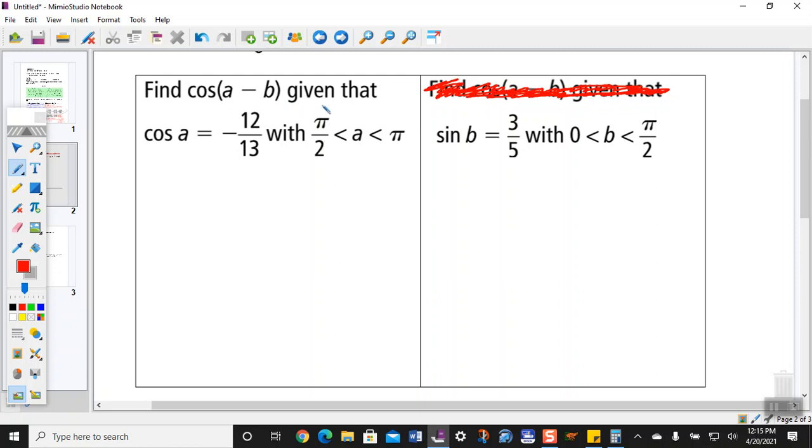Cosine of A minus B, right? Okay. Given one condition, the cosine of A is equal to what, kids? But we have to make sure we're located where? Between what and what? Pi over 2 and pi. Okay. And then they only tell you what the sine of B is equal to, right? The sine of B is 3/5, but B has to be between what and what, kids? Okay. So there are two conditions that we have to satisfy.